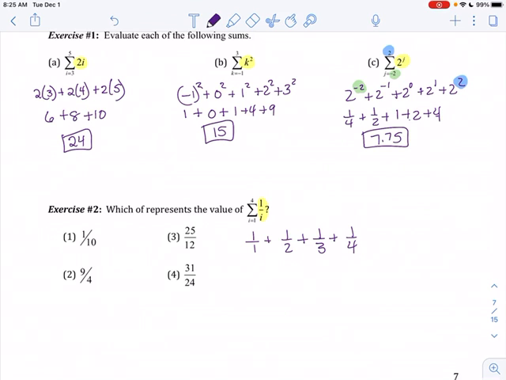Now you could put these all into your calculator, but also if I wanted to add them up by hand, I would need a common denominator, so I'm going to make all of them have a denominator of 12, so then I can add them up.